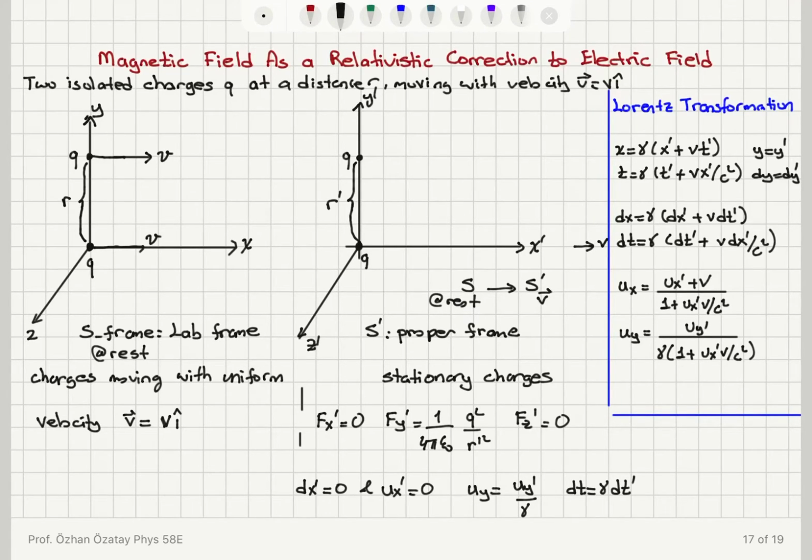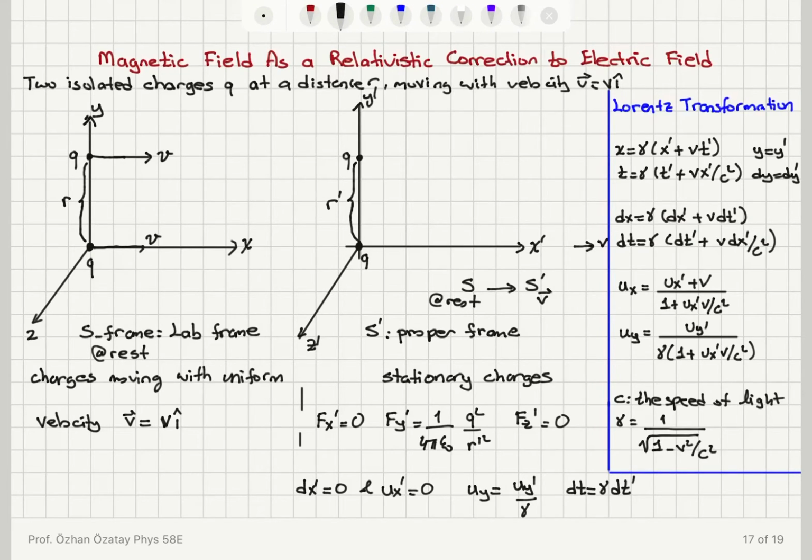The Lorentz transformation for this scenario has the following equations, where I see that the velocity transformation is ux equals ux prime plus v over 1 plus ux prime v over c squared, where c is the speed of light, which is equal to 1 over square root of mu 0 epsilon 0, and uy is uy prime over gamma times 1 plus ux prime v over c squared. And this gamma, let me note here, is the relativistic correction factor. Gamma is 1 over square root of 1 minus v squared over c squared.